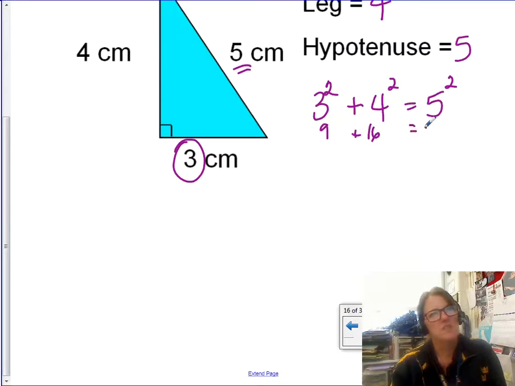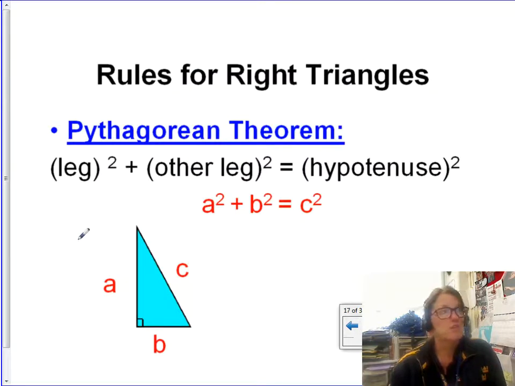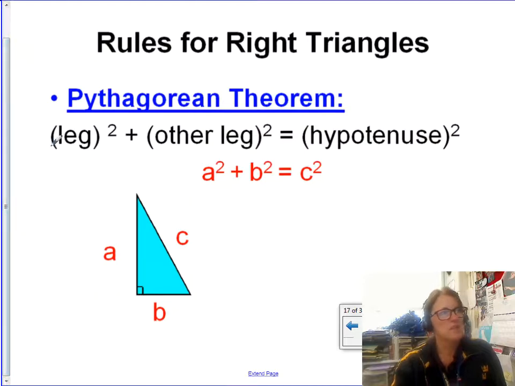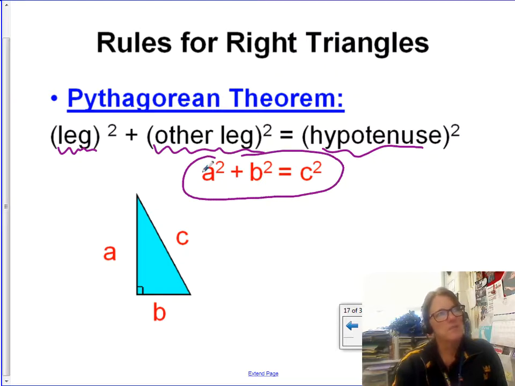Okay, 9 plus 16 is 25. It works. The beauty of this is that it works in every single right triangle. So we generalize it this way. If I give a variable to one of the legs, they like to use the letter A, and grab the other leg and call that variable B, and call the hypotenuse C, it turns out that leg squared, A squared, plus the other leg squared, B squared, equals the hypotenuse squared, which is C squared.